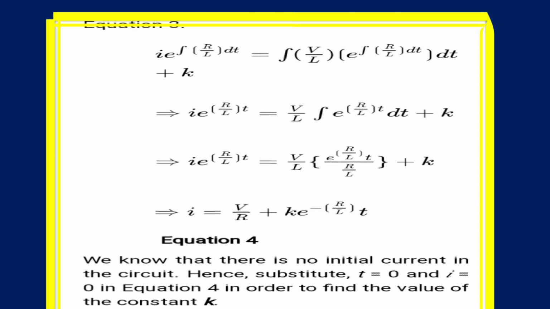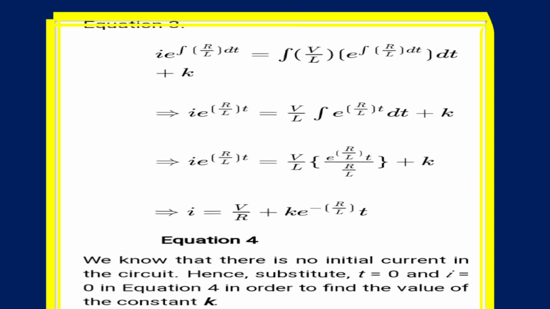Okay, I into e power integral R by L dt will be equal to, after integration, integral e power anything will be equal to the same value. I into e power R by L dt will be equal to V by L, which is constant. We are taking that output, e power R by L integration of e power R by L dt plus K.